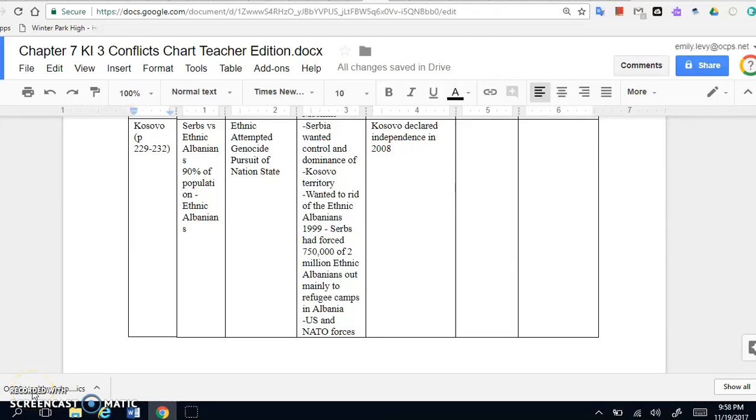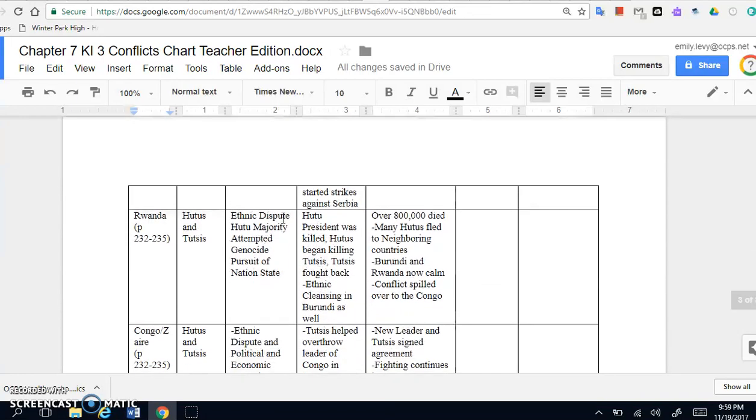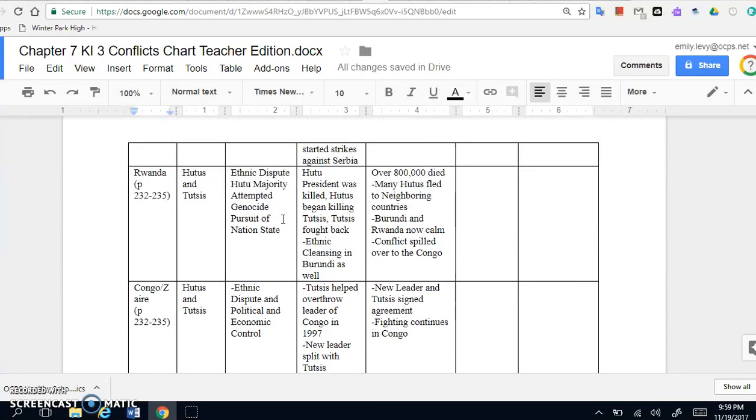Okay, back to the 7374 conflicts chart. So we are determining how centrifugal forces, the pursuit of the nation state, and especially in multi-ethnic states, how this can lead to conflict. We just finished up talking about Kosovo. So let's go ahead and move on to Rwanda.